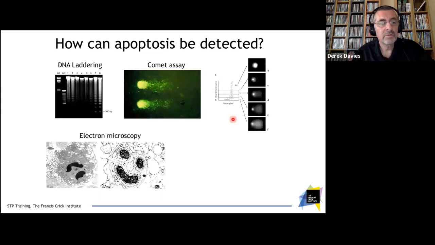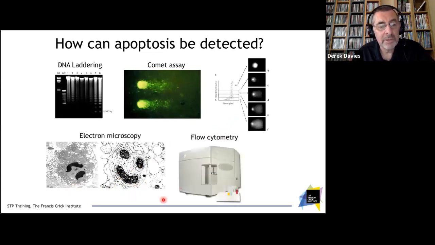We can also use microscopy, particularly electron microscopy, because the hallmark of apoptosis is still morphology. So we can see whether our cells are happy or whether they're fragmenting their DNA. Or of course we can use a flow cytometer to do that, which is why we're all here. And it's probably true to say that there are maybe 30 or 40 different methods that we can use to detect apoptosis on a flow cytometer.